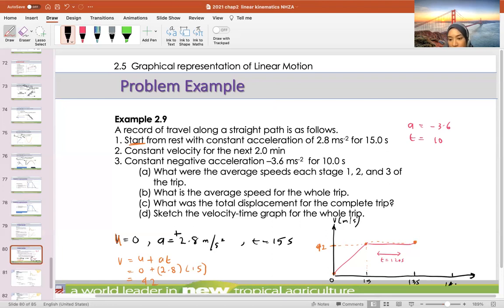Boleh abaikan. What do you call this? Scale dia tak seragam. So kat sini 15, 135, 145. Ni rough sketch tu dulu.